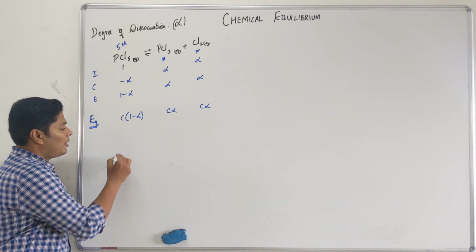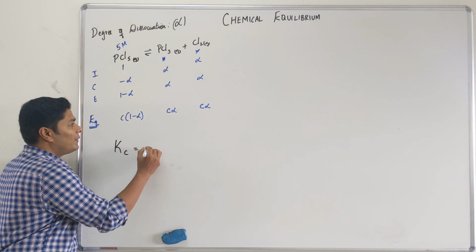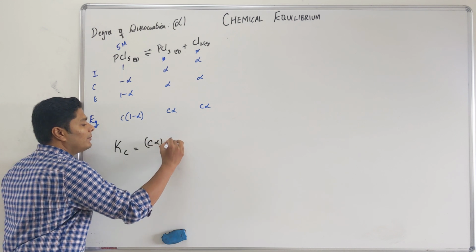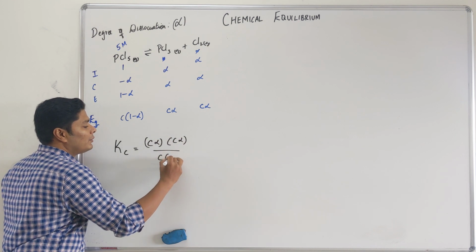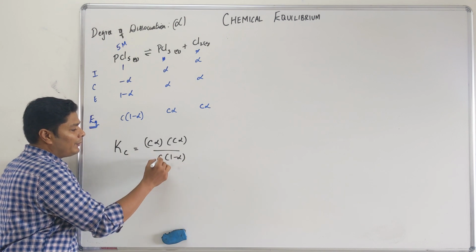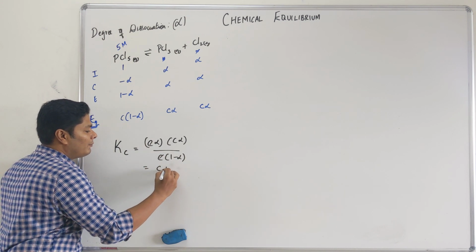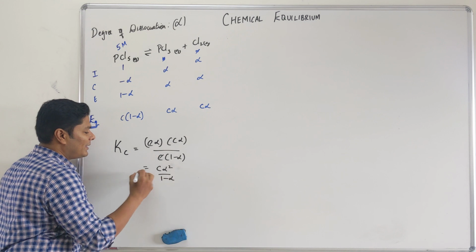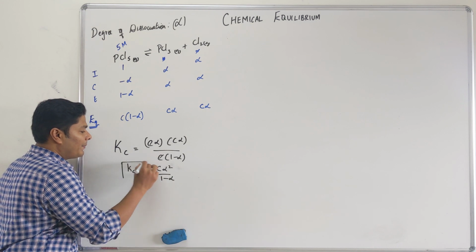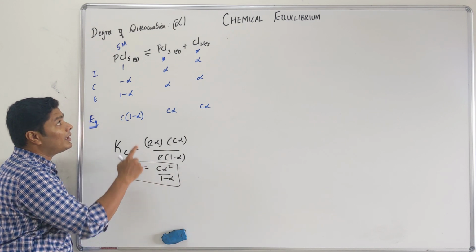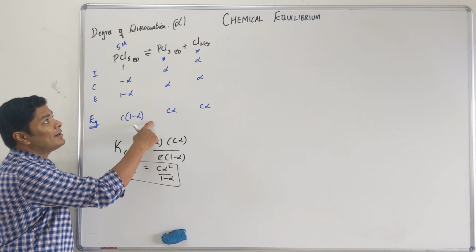So now my Kc equals C alpha times C alpha divided by C into 1 minus alpha. If you cancel it out, you are going to get C alpha squared by 1 minus alpha is Kc. Again, this is not a standard formula. This is for this particular setup, PCl5.